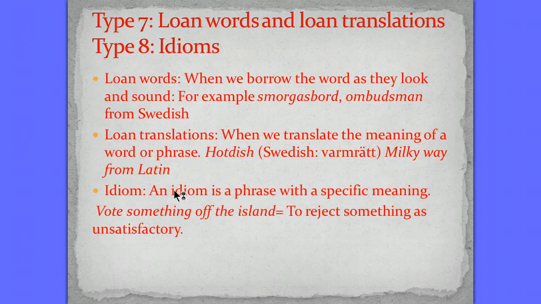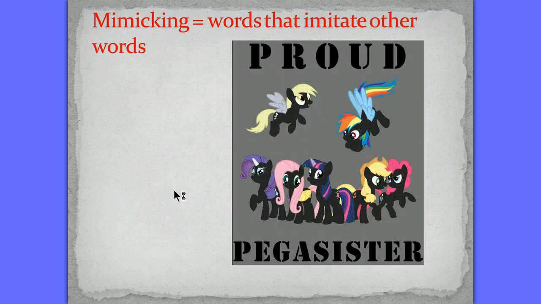And we've got idioms. An idiom is a whole phrase that has a specific meaning. And a new popular idiom is vote something off the island, to reject something as unsatisfactory. And we've used that since the TV series Survivor ran in the United States. That has been a popular idiom. Okay. And lastly, we've got mimicking.